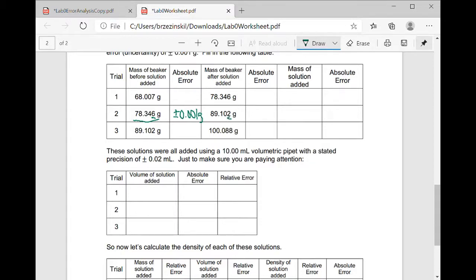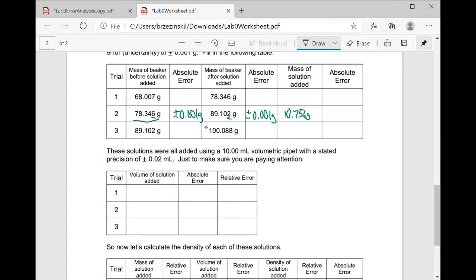Similarly, after we've added the water, we have 89.102 with 2 being our uncertain digit, again plus or minus 0.001 grams. So since that is the before and after of the mass, the difference is due to the solution that we added. So the difference of these two numbers, 89.102 minus 78.346, gives us 10.756 grams. So that's what we get.